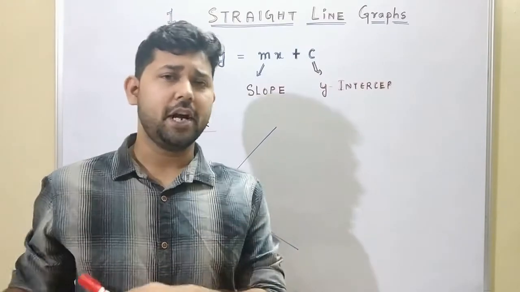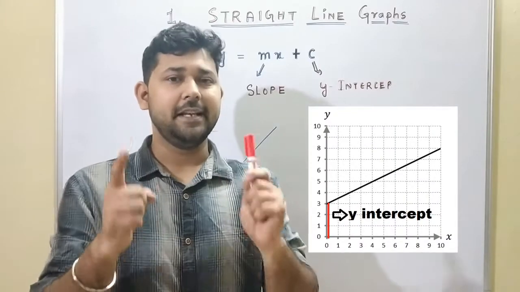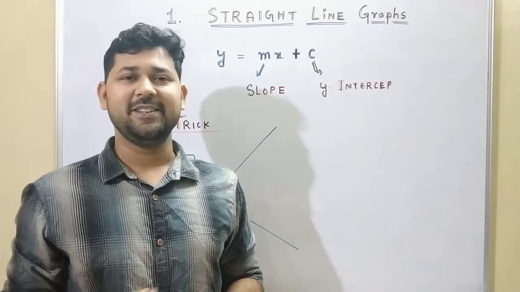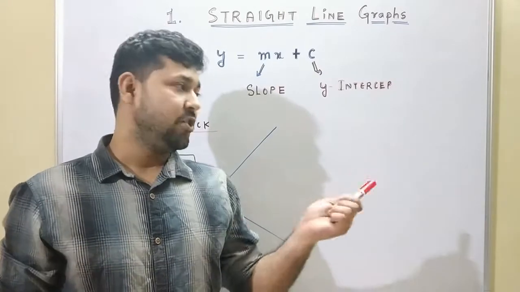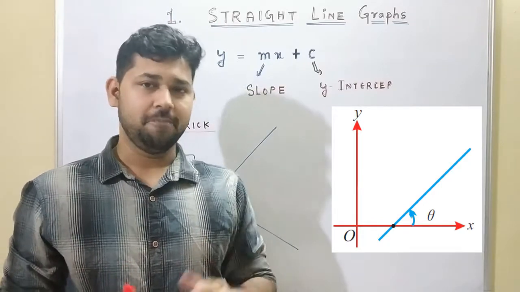If you're not getting it, forget about it. You can just see this picture. The line 0 to 3 is representing the y-intercept. Okay, so what is slope? Tan theta is slope. Don't worry, if you're not getting it, forget about it. You see this picture and just see the theta. It's a kind of representation of slope.